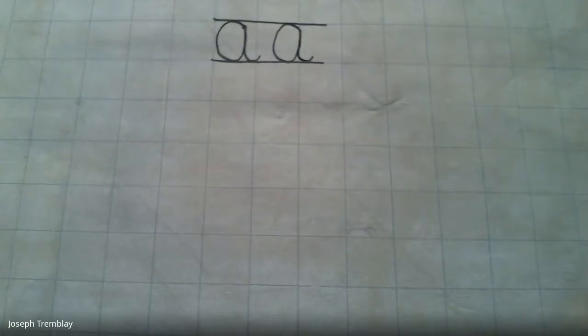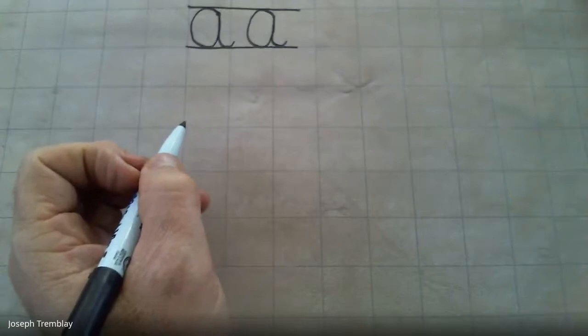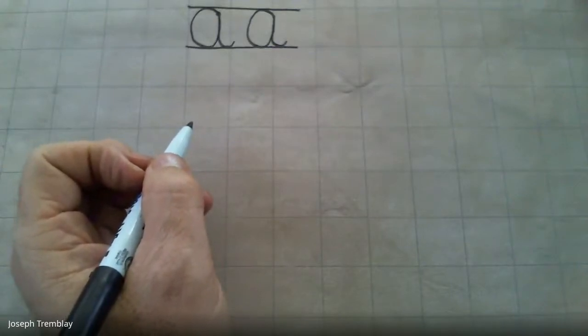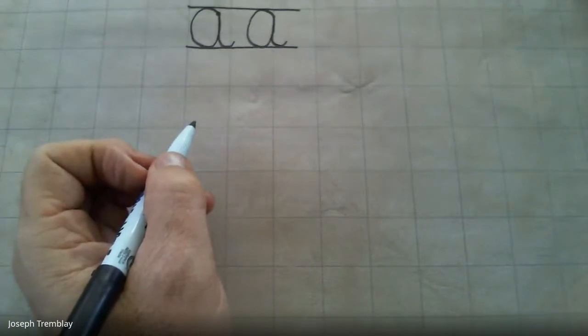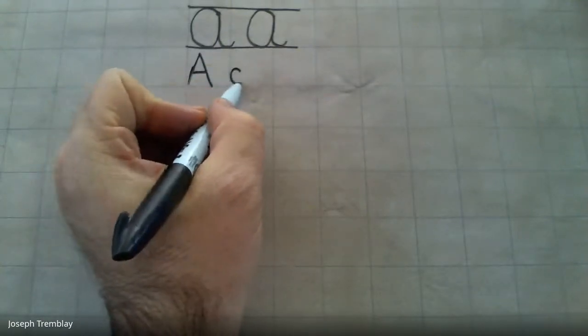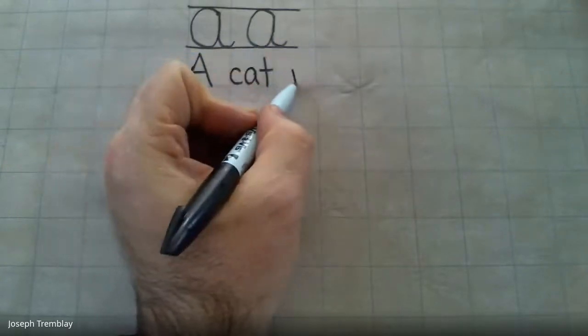Okay, so now that we know how to make a capital A, let's practice some of our other letters that we've already learned. We're going to start with a sentence that uses a lot of our different letters. And our sentence is, a cat ran.